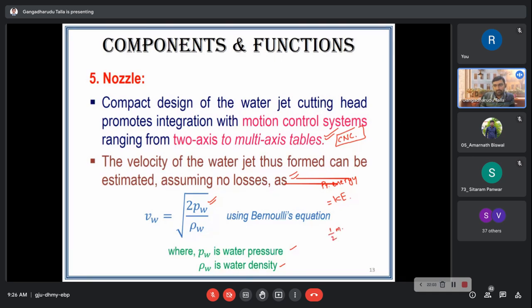Half mv square is equal to this mv square. No? You can take this pressure energy. Is it clear? Then half rho v square. What is m? Volume into density. Volume, let us say I am keeping it here. So it is equal to pressure.